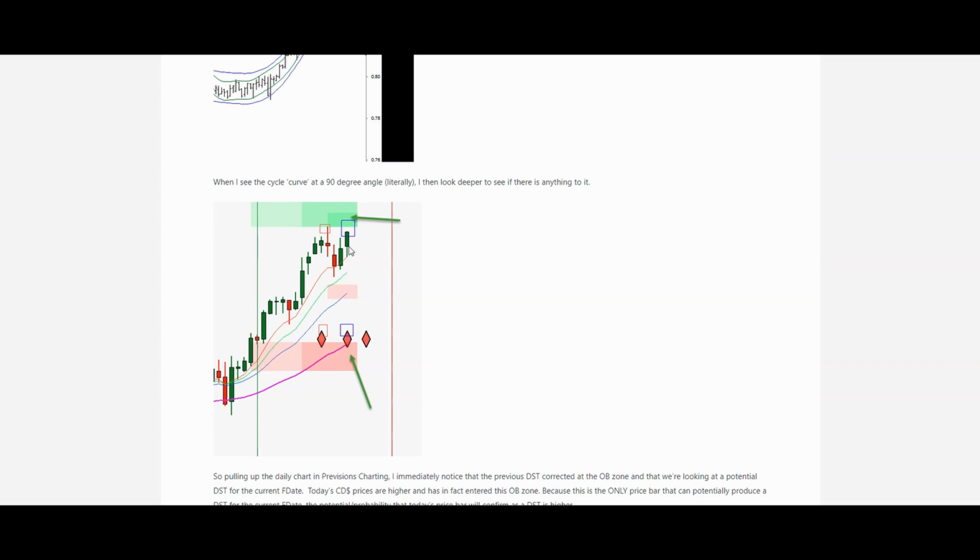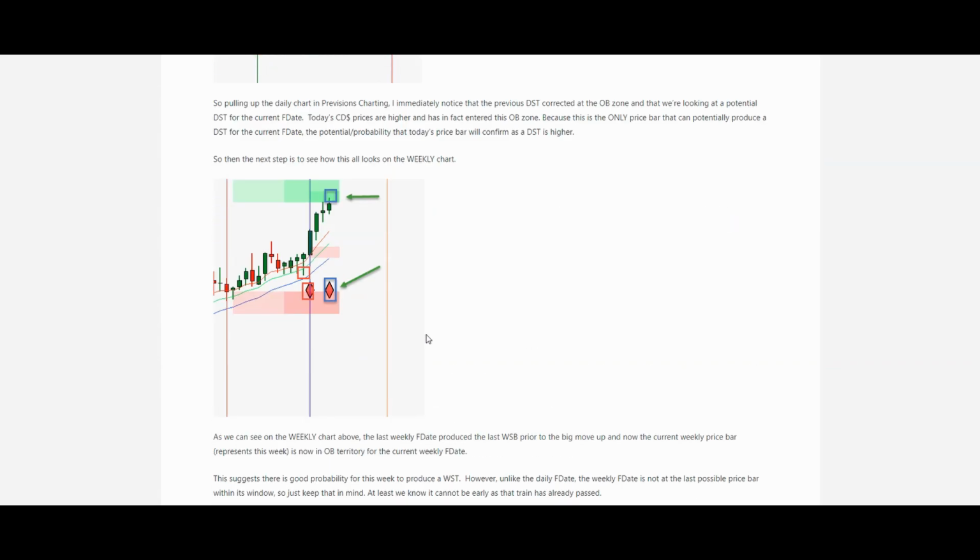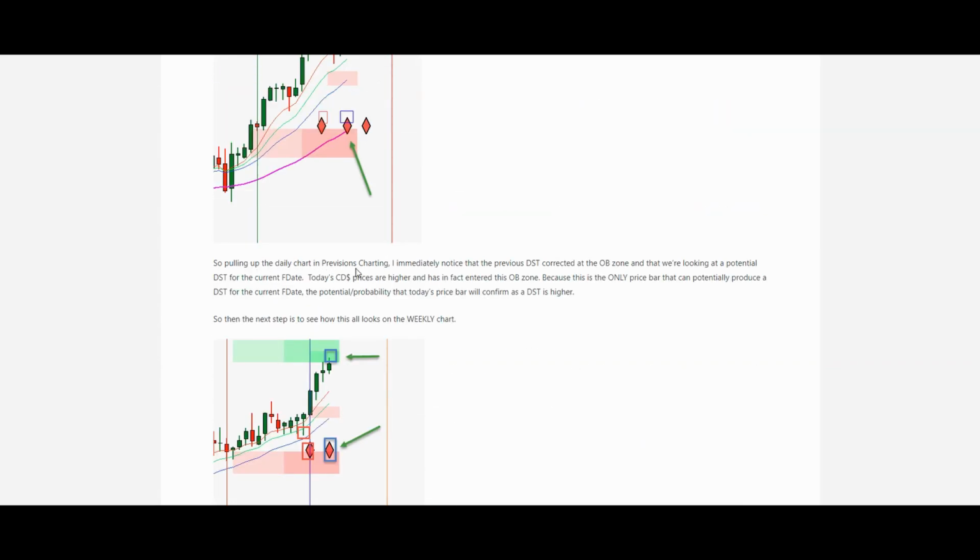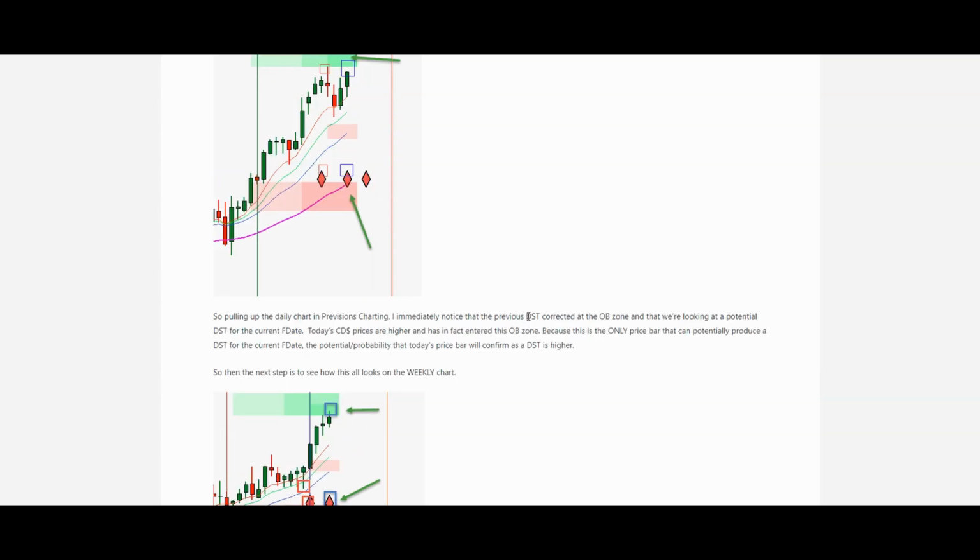Okay, that is shown here on this provisions charting software. All right, so with that, the probability is very high that today, May 18th, we'll put in a swing top. Okay, and if you're seeing this today, you now know this in advance. If you're seeing this after May 18th, you can look back and go, wow, it did it. Cool. All right, so let's move on. So then I say up here, pulling up the daily chart, which is what that is, I immediately noticed that the previous DST, this stands for daily swing top.